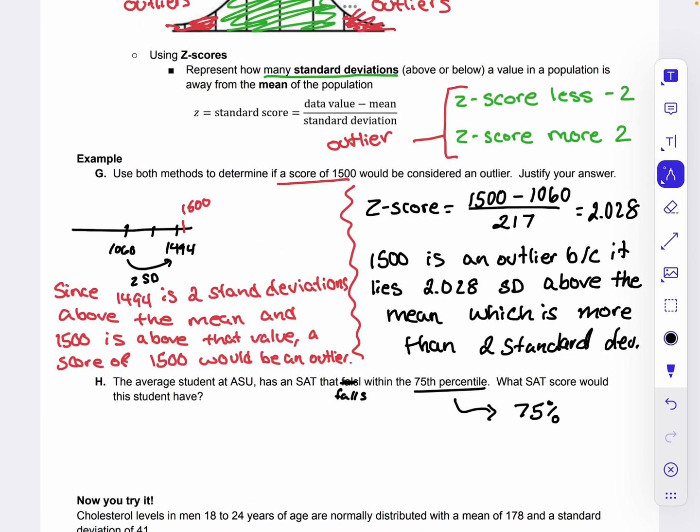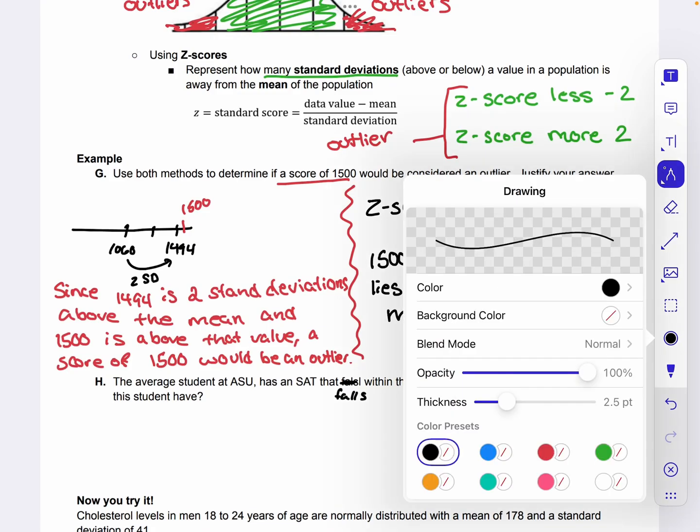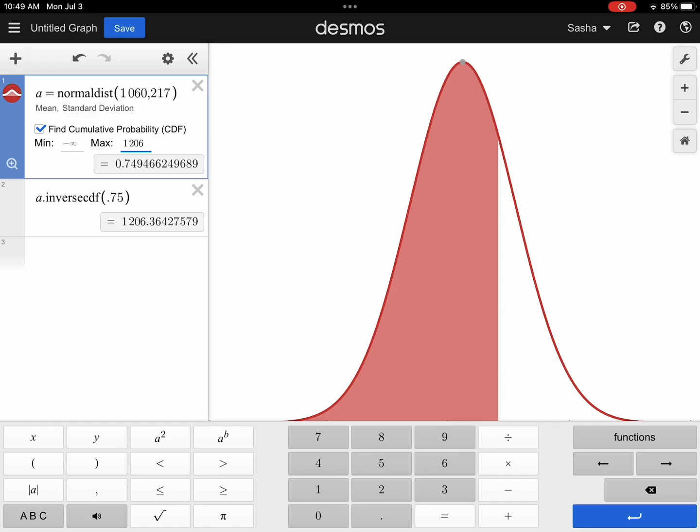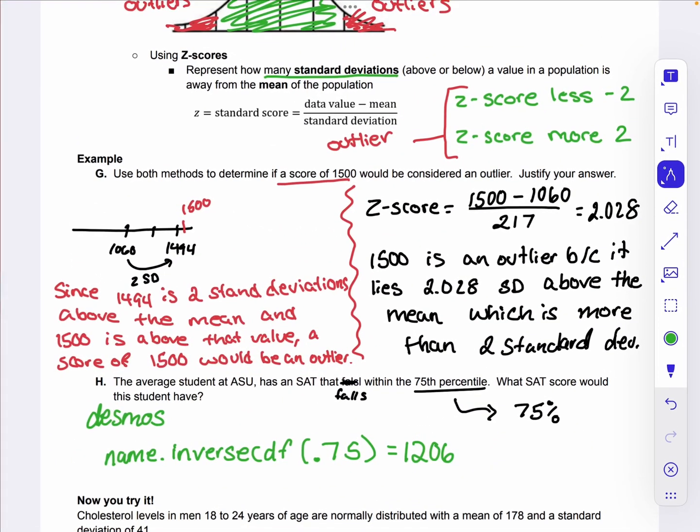I'm going to make a note. I'm using Desmos, and I put the name, then a dot, then inverse CDF, and then the percent. This is what I entered into my Desmos calculator, and it output 1206.36. In the case of SAT scores, you can't have decimal answers, so we would call that a 1206 as my value.